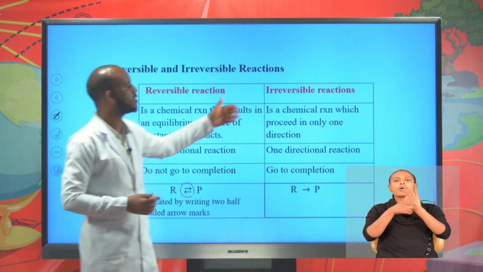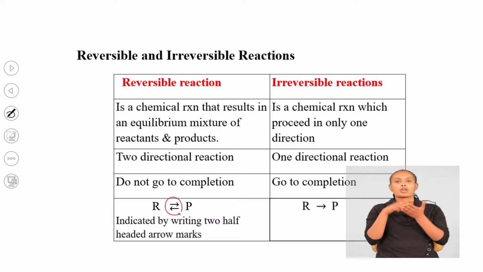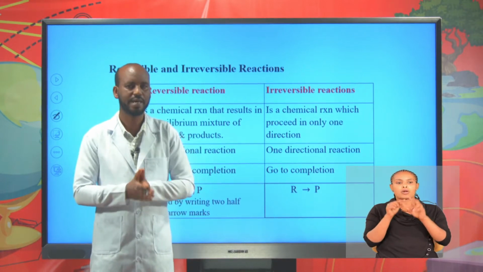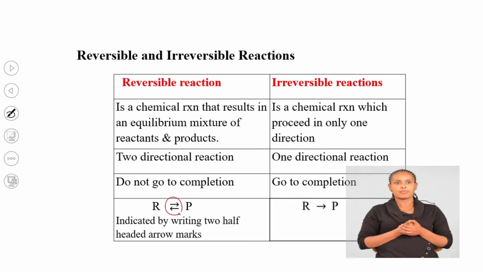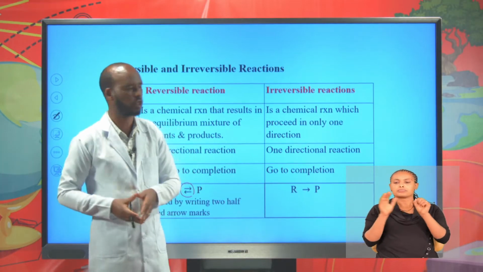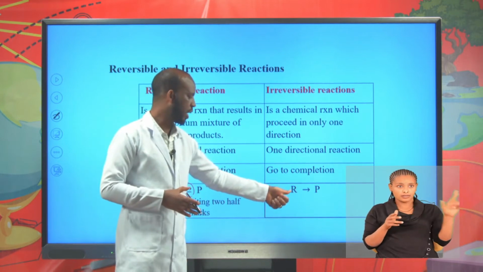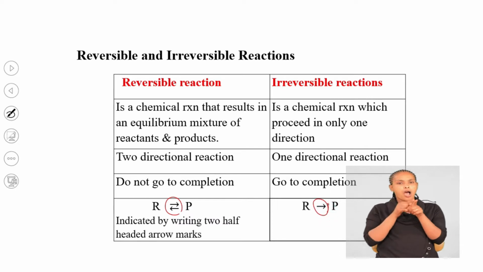What about an irreversible reaction? This is a chemical reaction which proceeds only in one direction, from reactants into products. It is a one-way reaction. It goes to completion. Reactants are completely converted into products in an irreversible reaction. We use a single arrow to show that the reaction is irreversible.